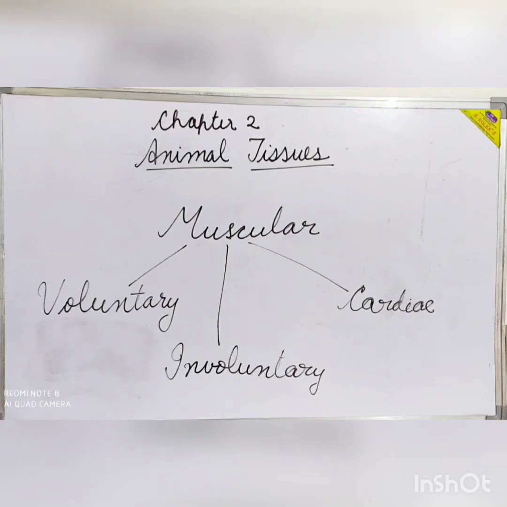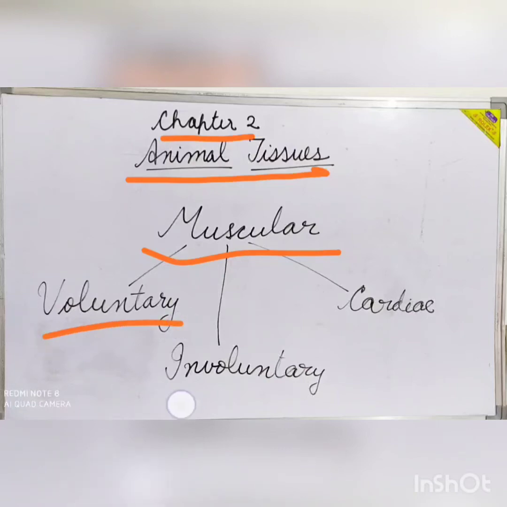Good morning, students. Today we will continue with our chapter number 2, the animal tissues. Today we will study about the muscular tissues. The muscular tissues form the muscles of our body. They are present in every part of the body. The contraction and relaxation of the muscles help the body to carry out different types of movements. Based on the structure and function, they are of three types: voluntary muscular tissues, involuntary muscular tissues, and the cardiac tissues.